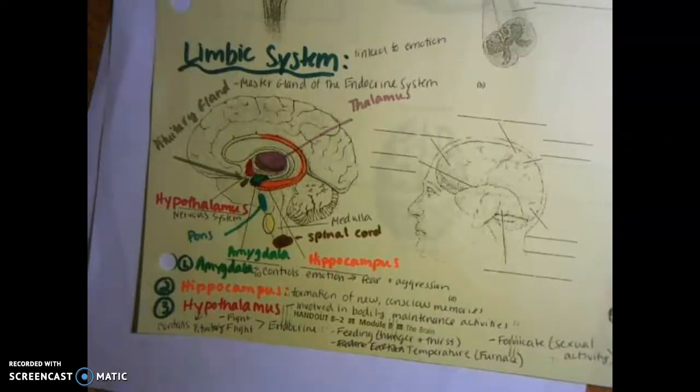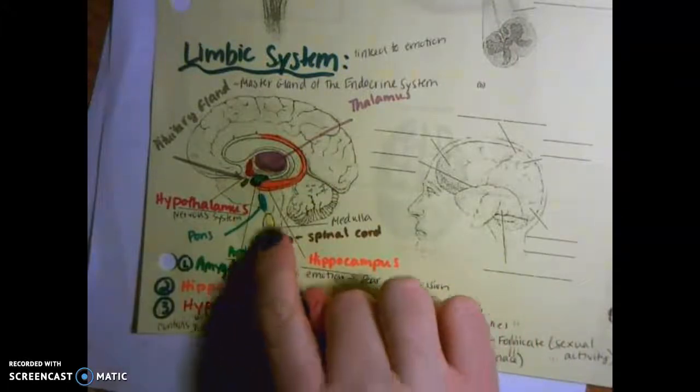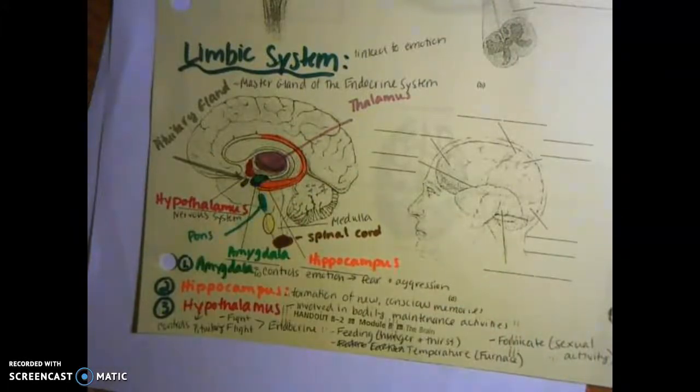We went over the limbic system, and then we did a little bit of a review of parts of the older structures of the brain.